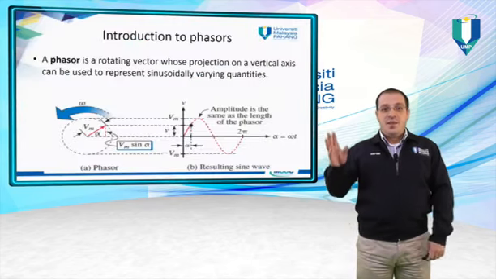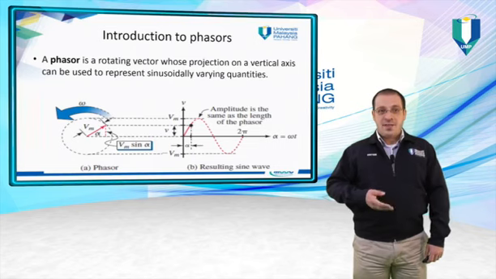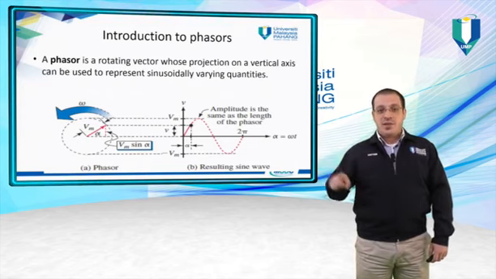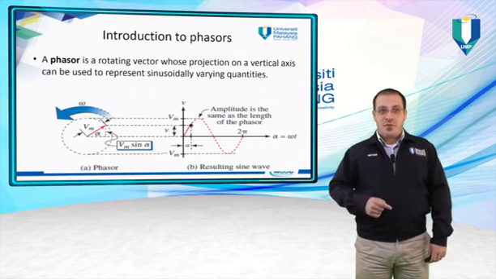Last time, in Part 2, I gave you the definition of the phasor. A phasor is actually a vector. This vector is not a normal vector, it's a rotating vector. When this vector is rotating, the projection on a vertical axis can be used to represent sinusoidally varying quantities. So this is a vector. When it rotates, the projection of it is a sinusoidal waveform.